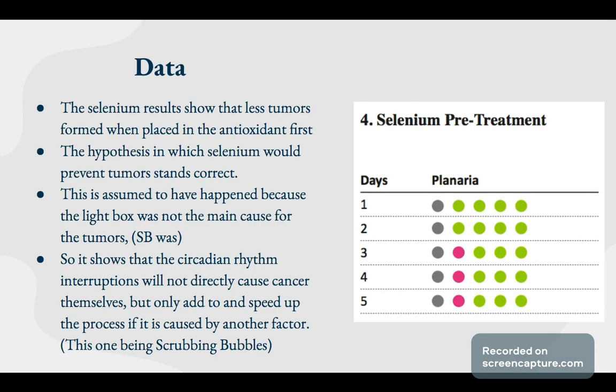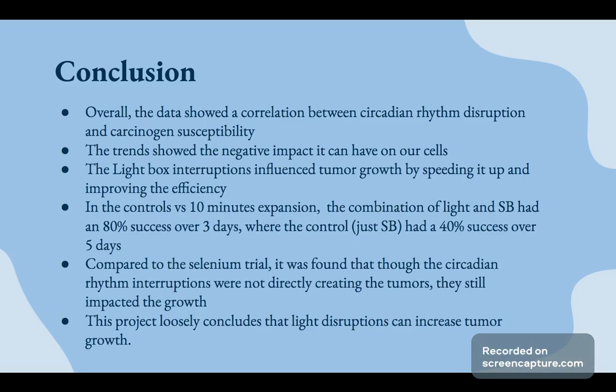So to conclude, I would say that overall the data did show a correlation between circadian rhythm disruption and carcinogen susceptibility. This is because in the control versus 10 minutes expansion, the combination of light and scrubbing bubbles had an 80% success over 3 days, where the control only had a 40% success over 5 days.